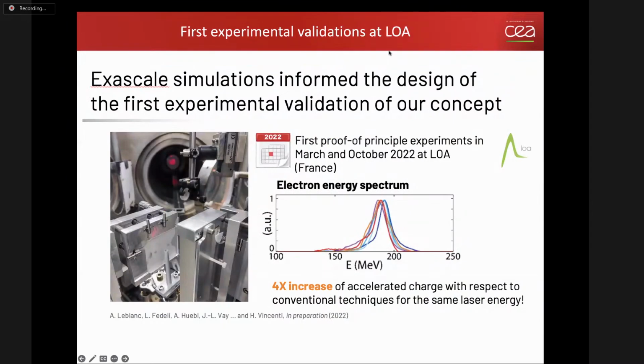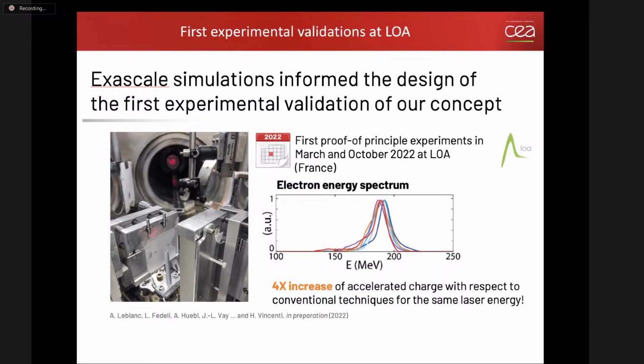So the exascale simulation we performed informed us on the design of the first experimental validation of the concept that I presented, at Laboratoire d'Optique Appliquée by our collaborator Adrien Leblanc. So we could understand which laser polarization is best to optimize electron beam properties, which gradient scale length to use on the plasma mirror to optimize the beam properties. And here you can see the first shots that were obtained at LOA with this hybrid target.